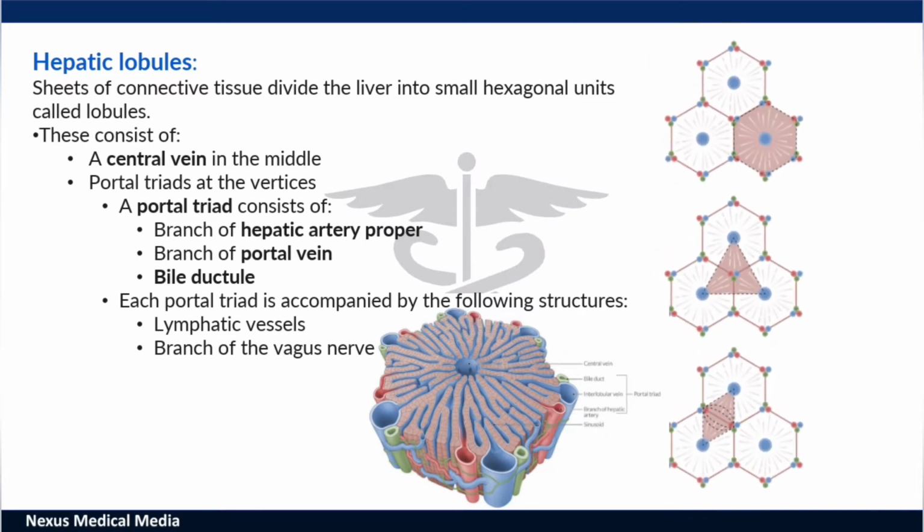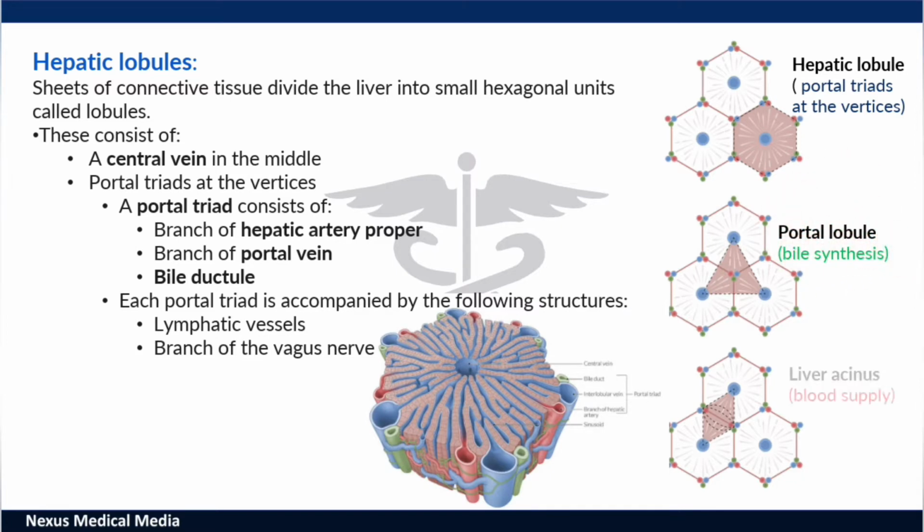So these are the hepatic lobules. The first one is called a classic hepatic lobule. It's hexagonal, and this one is based on the portal triads at the vertices. The second one is called a portal lobule, and this one is based on bile secretion. The last one is the hepatic acinus, or liver acinus, and this one is based on blood supply. We'll talk more about this because it's very important and has a lot of clinical significance.